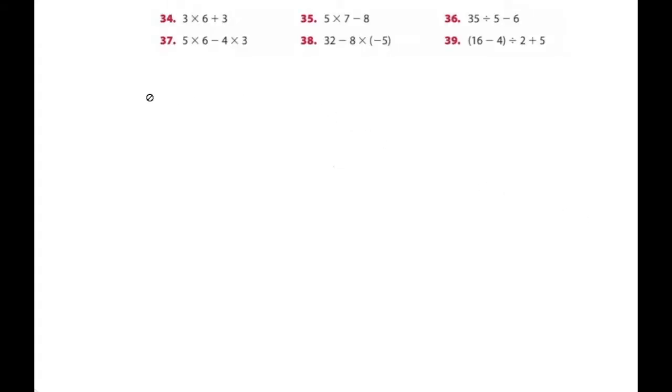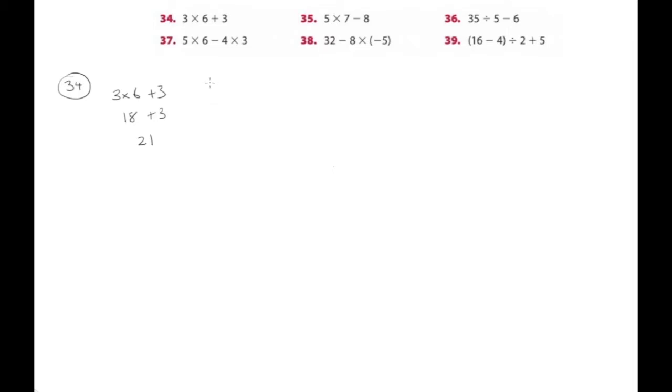So let's move on to the next one. 34. In these questions, they want to test your knowledge of the order of operations. They want to see, are you going to try and add the 3 and the 6 together first, or are you going to multiply first? And of course we multiply before we add. 3 multiplied by 6 plus 3. We're multiplying this first because we multiply before we add. 3 sixes are 18. Plus 3, the answer is 21.